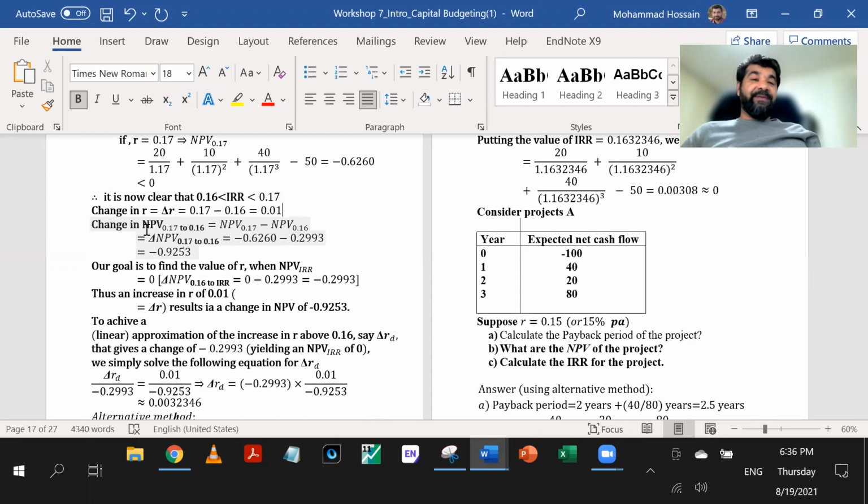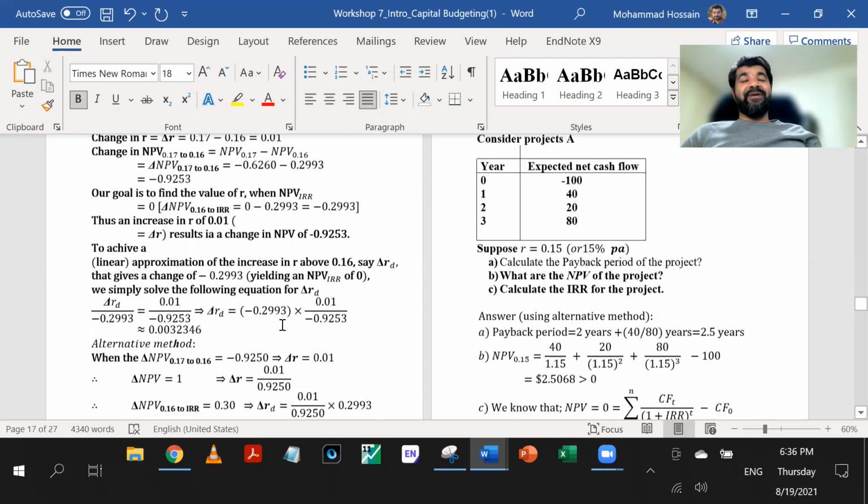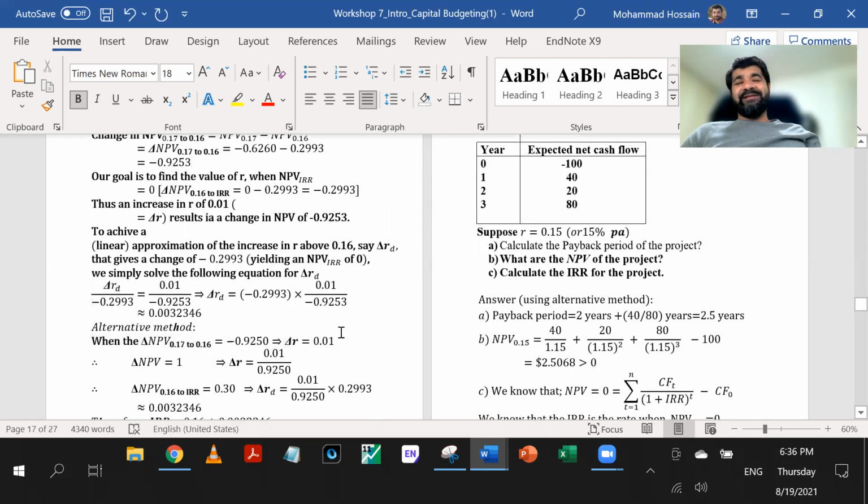So changes in net present values, this idea for 16 to 17, as you see. For 17, this 16 is this. Minus 0.92. This is a method we use. Our goal is to find the value for R when NPV, the IRR, is equal to 0. An increase in R of 0.1 results in a change in value of this. So that's how they go on a pro rata basis here.